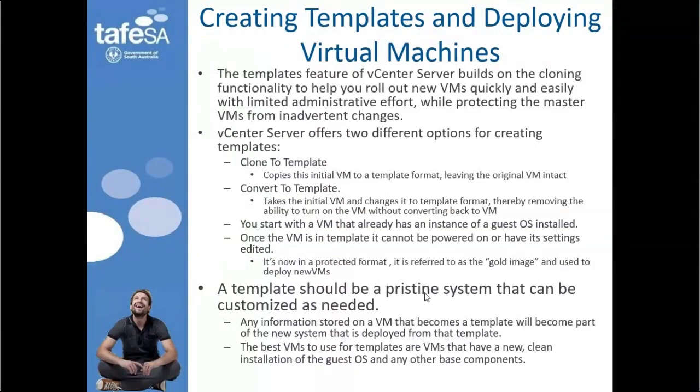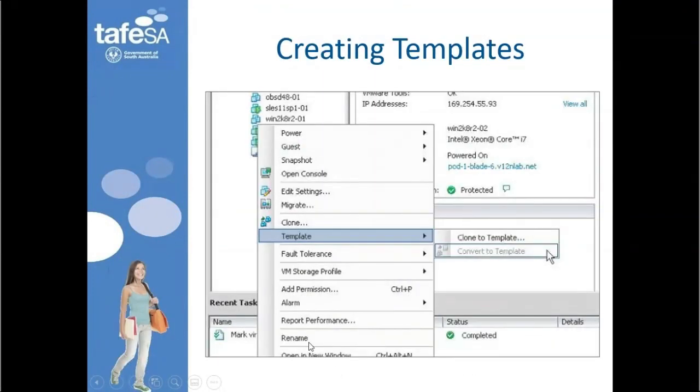Any information stored on the virtual machine that becomes a template will become part of the new system. So if you put junk on there, it becomes junk on the new virtual machine. The best VMs to use for a template are VMs with a brand new, clean installation of the OS and any base components you must have. Let's say you have a proprietary antivirus, a specialized firewall, intrusion detection that you keep on each device, or agents that report to these services, then you would include those in the template.